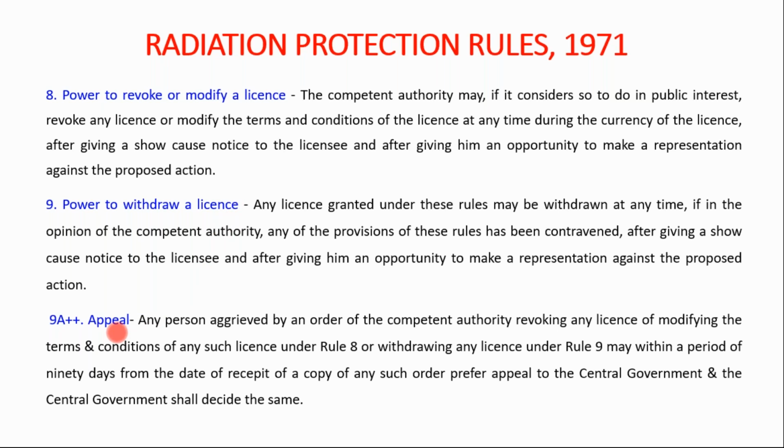Then rule 9 is the appeal: if a person's license is cancelled or the modification given by the competent authority is not acceptable, then that person can go for an appeal for that particular condition to the competent authority. So all these conditions can be referred to in rules number 8 and 9.